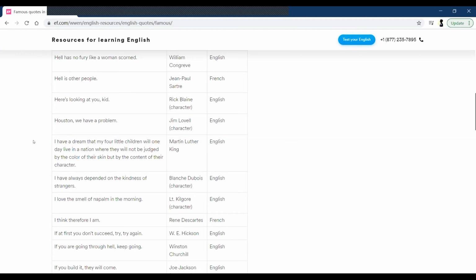"I love the smell of napalm in the morning." I think that alludes to the Vietnam War, where they used napalm on the trees as a war tactic. It was actually a really devastating thing, and there were a lot of moral consequences and arguments that arose from that.